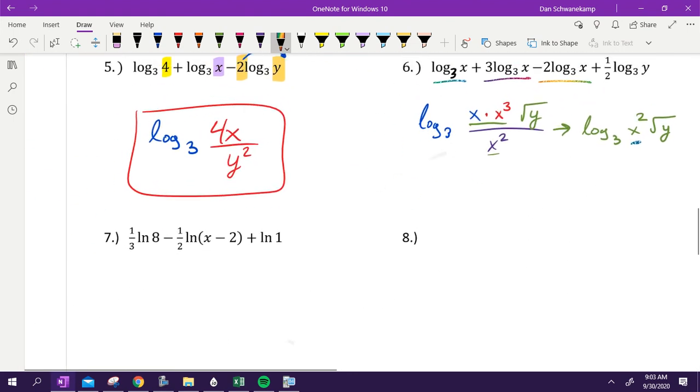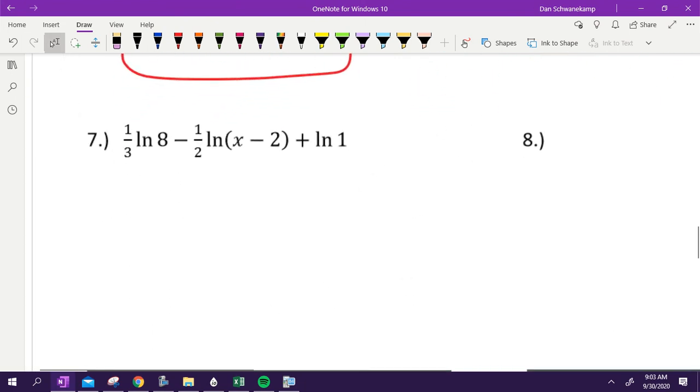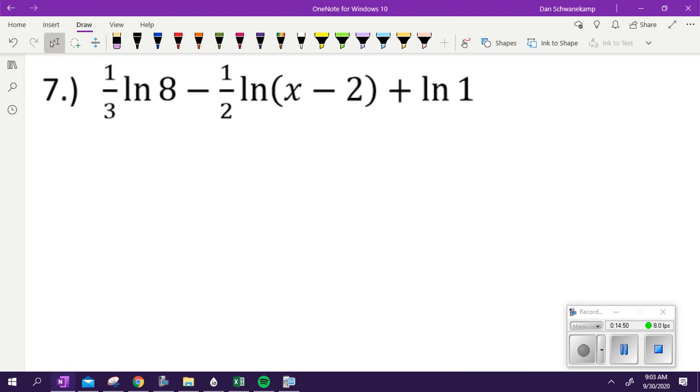Try 7. Try 7 with your neighbor. See what you can do there. All right, here we go. We are writing this as a single natural log. Aaron, what'd you write first here?